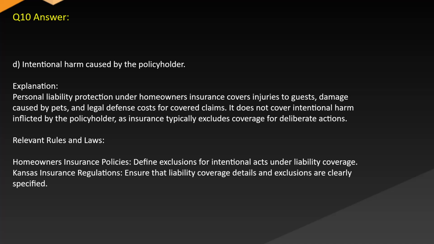Answer: D. Intentional harm caused by the policyholder. Explanation: personal liability protection under homeowners insurance covers injuries to guests, damage caused by pets, and legal defense costs for covered claims. It does not cover intentional harm inflicted by the policyholder, as insurance typically excludes coverage for deliberate actions.